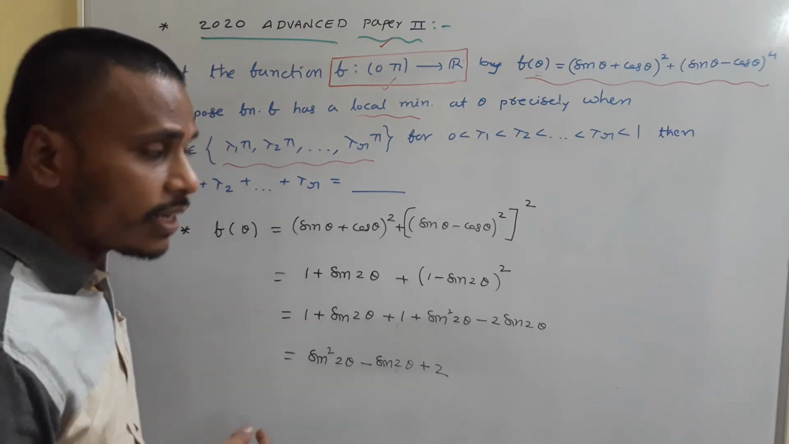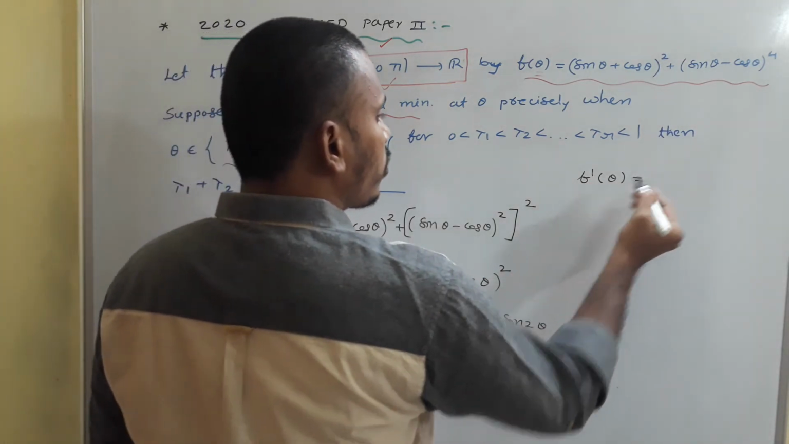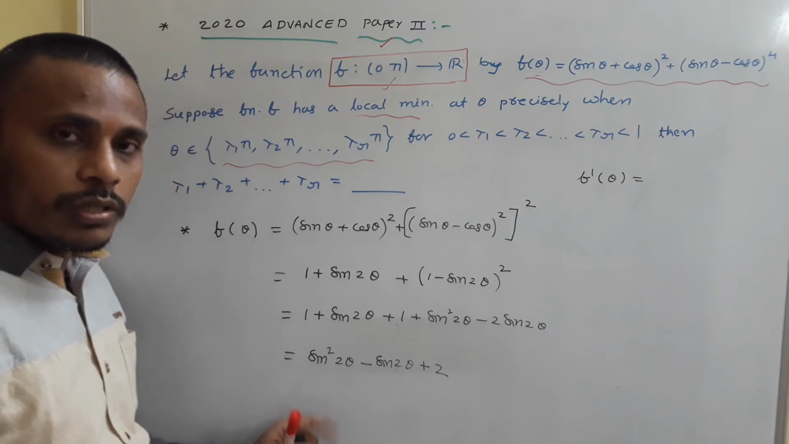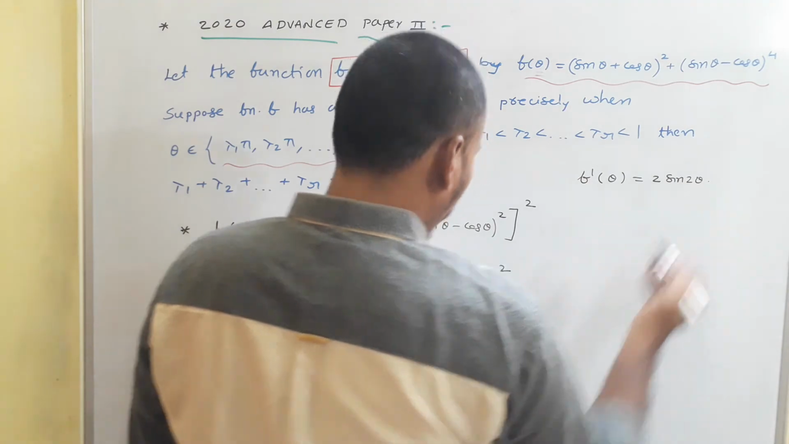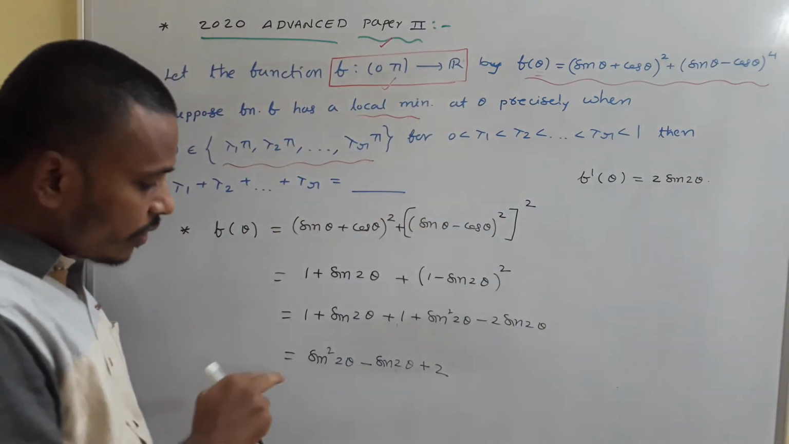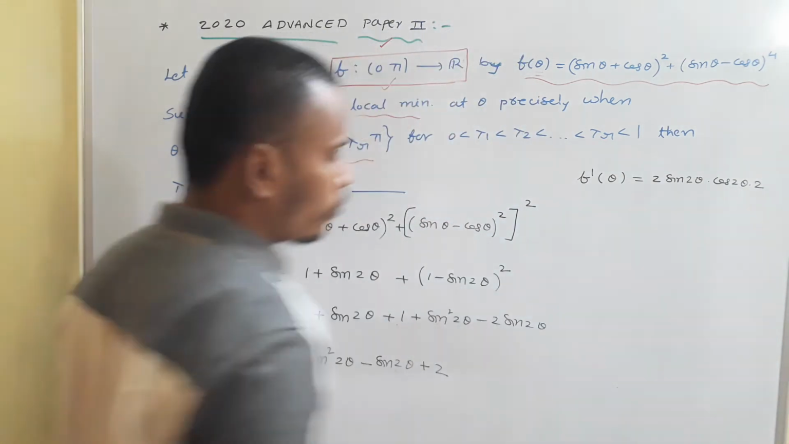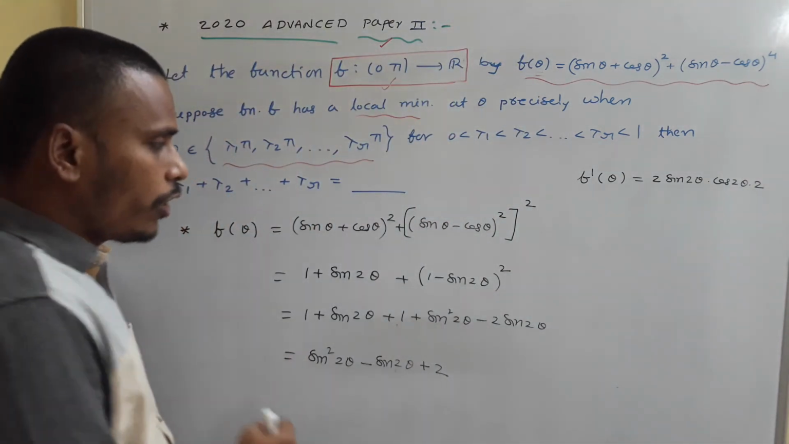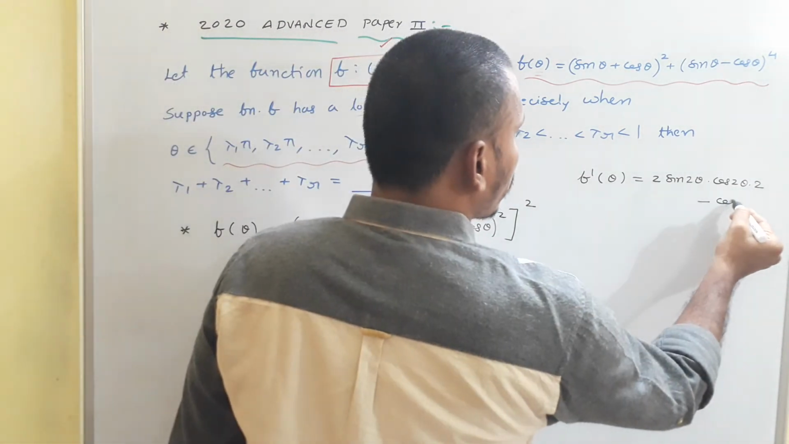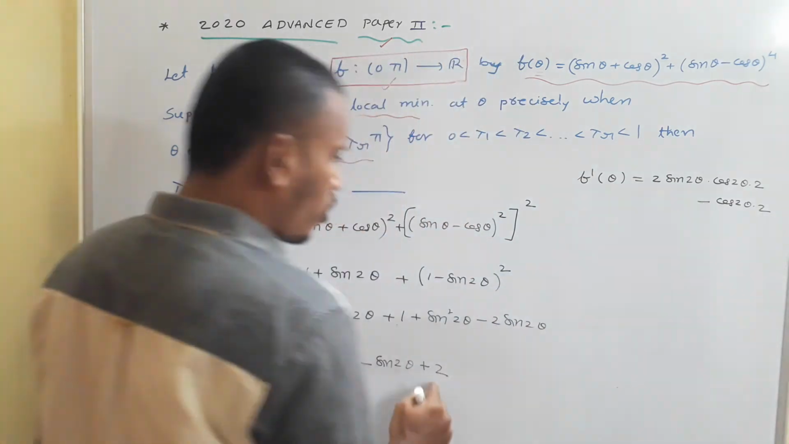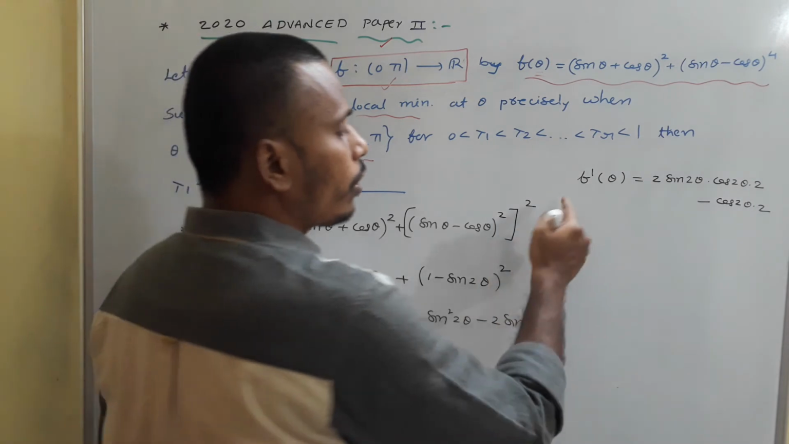For that we just go with the first derivative, then second derivative. What is f dash of theta? Since it is sin square 2 theta, its derivative is 2 sin 2 theta into cos 2 theta into 2, minus, for sin 2 theta, cos 2 theta into 2, and for the constant it is 0. That is f dash of theta. And for maximum and minimum points we need to equate it to 0.